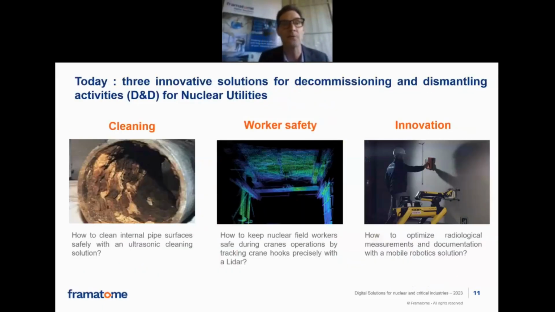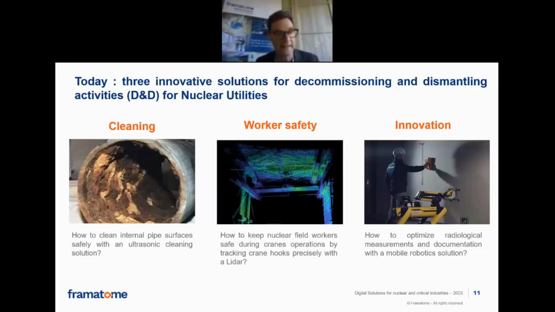And today we will cover 3 very concrete examples from solutions which are not only used for D&D, but they are very specifically relevant in those steps. They are also used during the operations, but then they are particularly relevant in the D&D sequence. The first one will be introduced by John Peters, who's a senior manager for products and innovation within Installed Base BU in the US. And John will present 2 solutions.